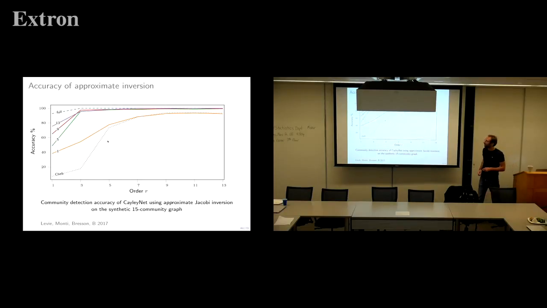And this is another plot that is actually very interesting. You can see that with just one Jacobi iteration in this approximate inversion, you get better performance than with polynomial filters. So the inversion can be extremely inaccurate. It doesn't need to be accurate because it is used as an intermediate step in learning.